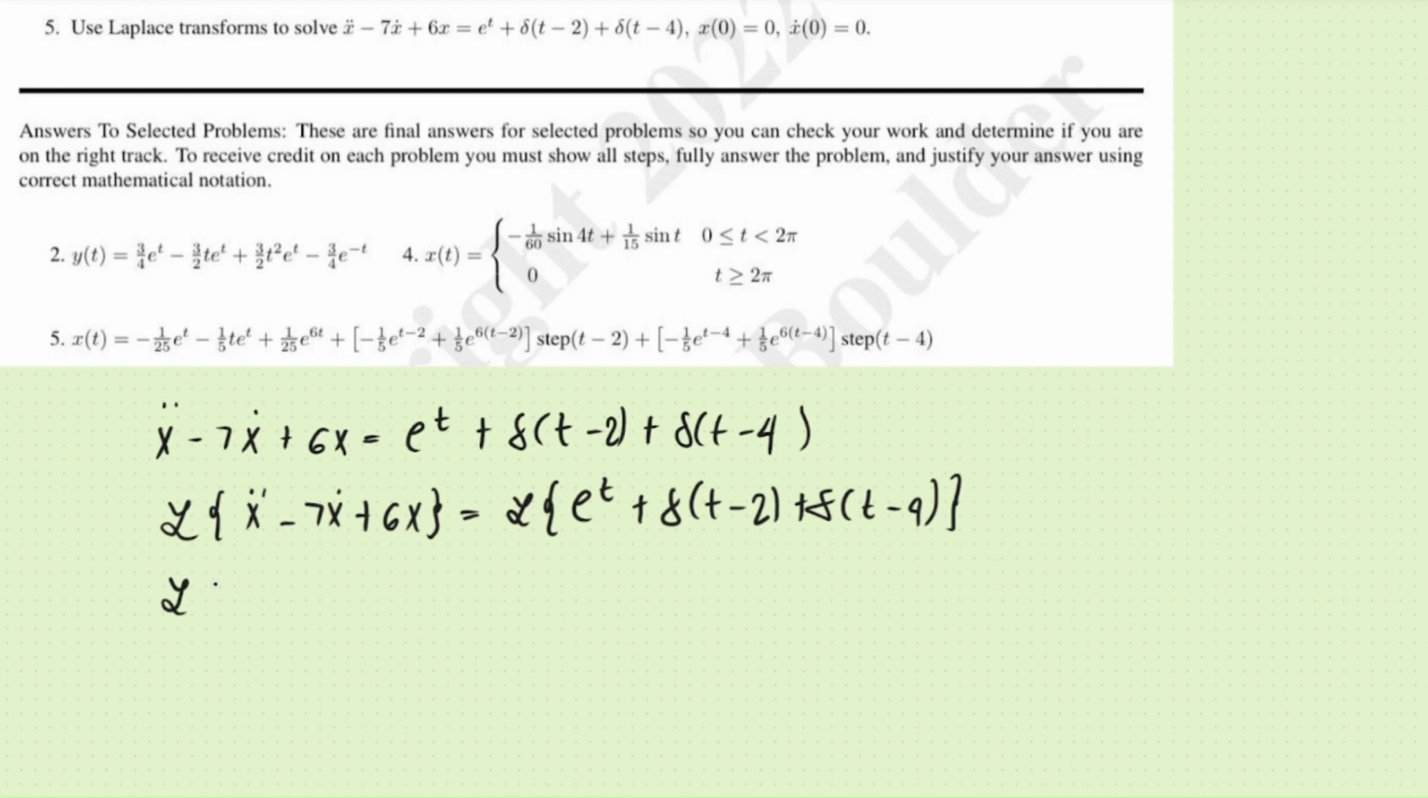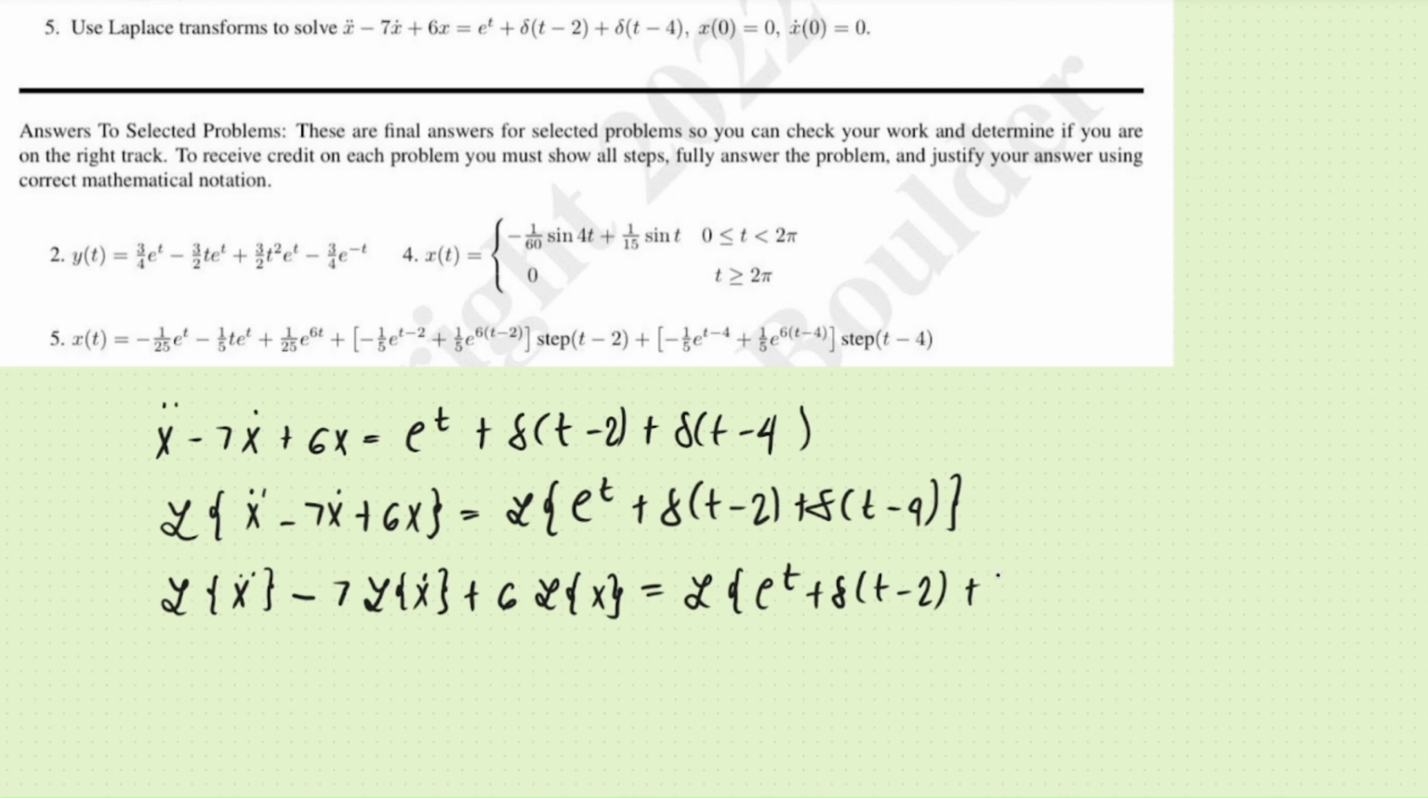Take the Laplace transform of this left-hand side by linearity. We can write this as the Laplace transform of x double prime minus 7, because this is a constant, times the Laplace transform of x prime, plus 6 times the Laplace of x, is equal to the Laplace of e to the t plus Dirac delta of t minus 2 plus Dirac delta of t minus 4.